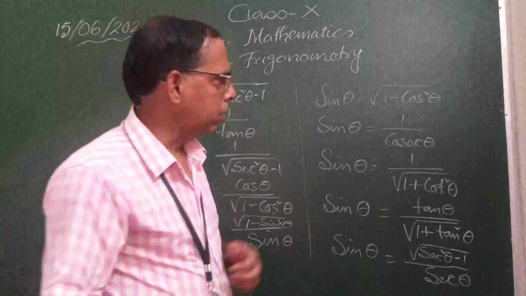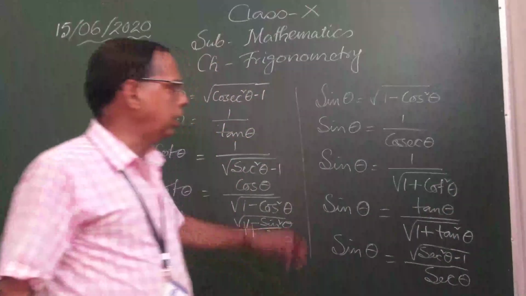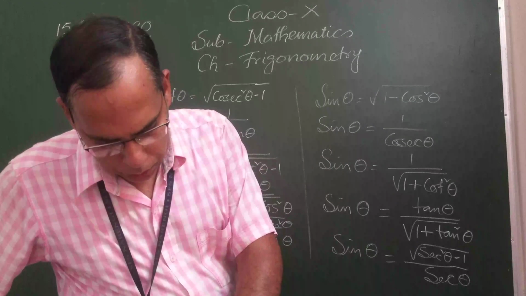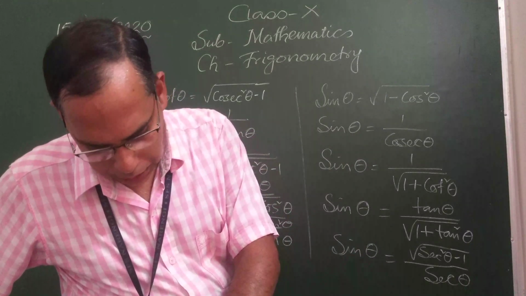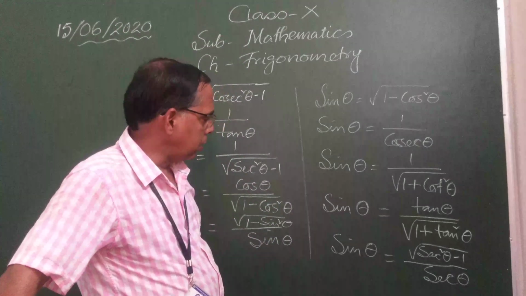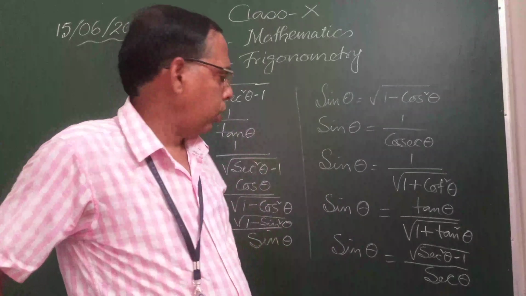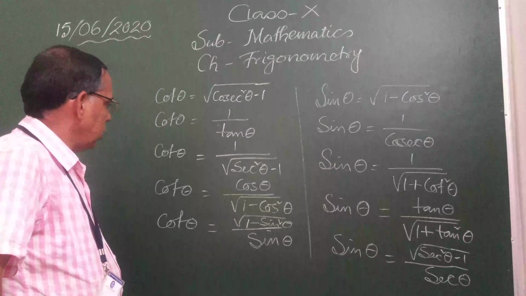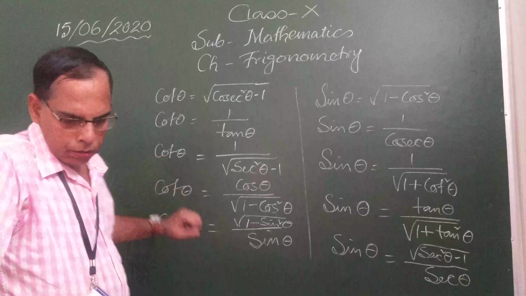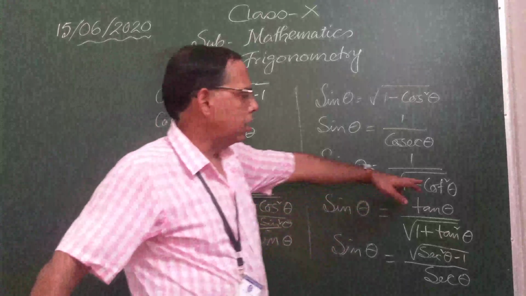Now let us start with exercise 8.4. In the very first question, they are asking to express the trigonometric ratios sine, sec, and tan in terms of cot A. Sine in terms of cot A. Then sec in terms of cot A. If you just replace, you will get it. Then next, tan in terms of cot A. Definitely that is the reciprocal.